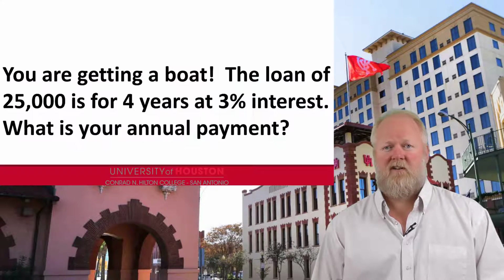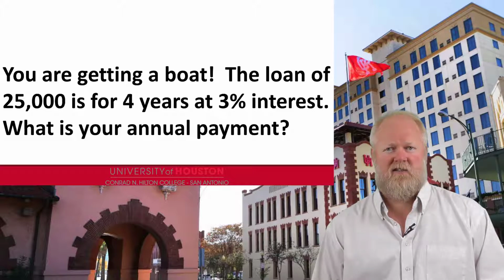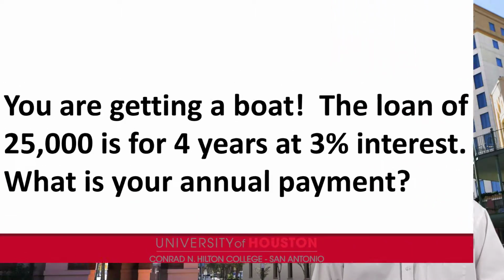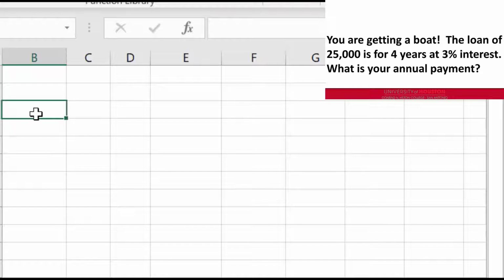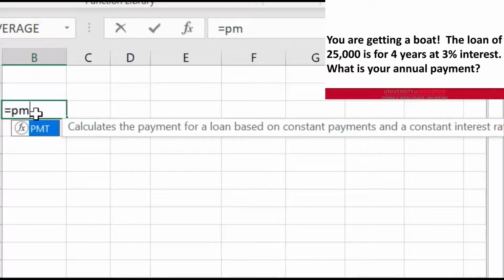Here's another one. You're getting a boat. The loan of $25,000 is for 4 years at 3% interest. What is your annual payment? We're going to use the payment function, which is equals PMT.